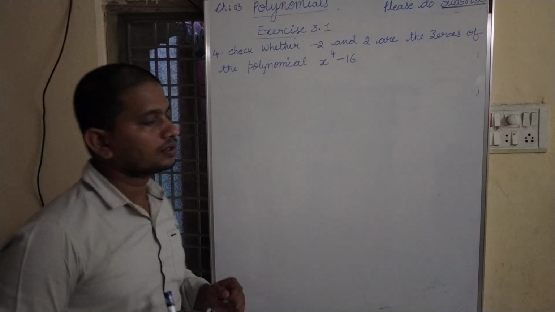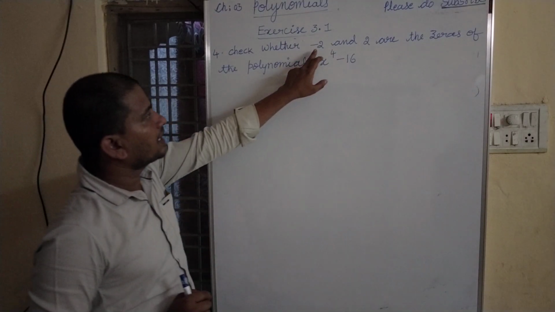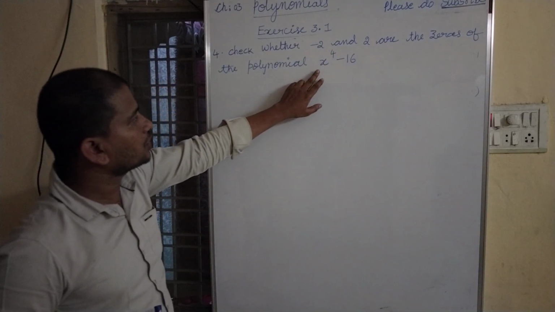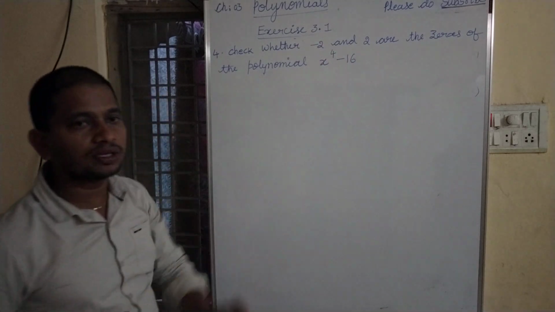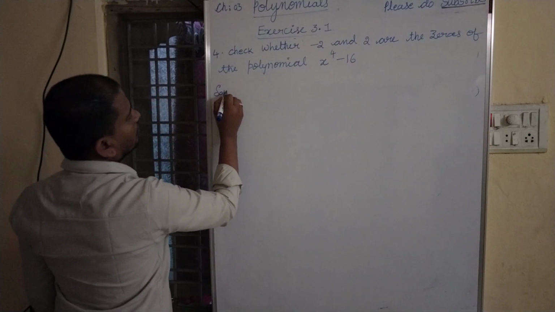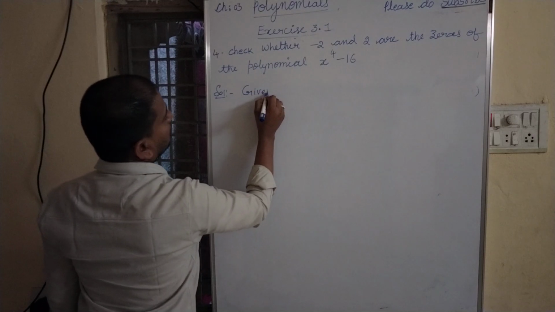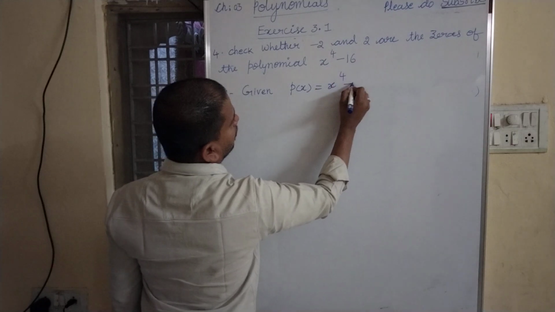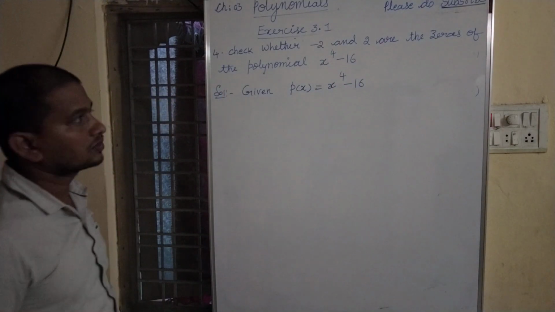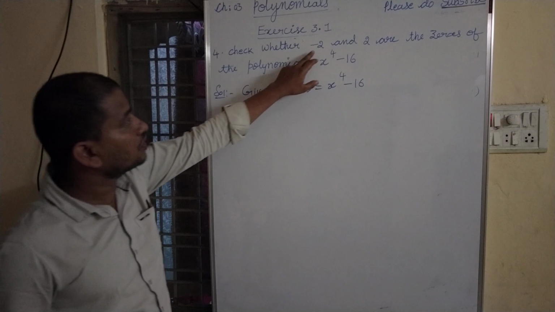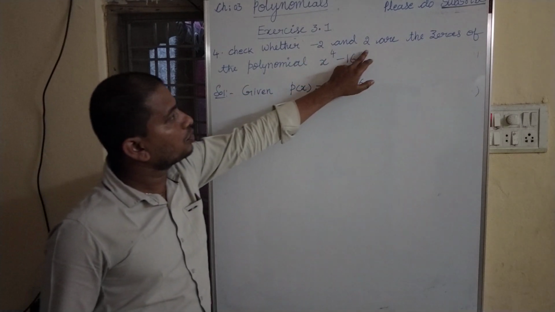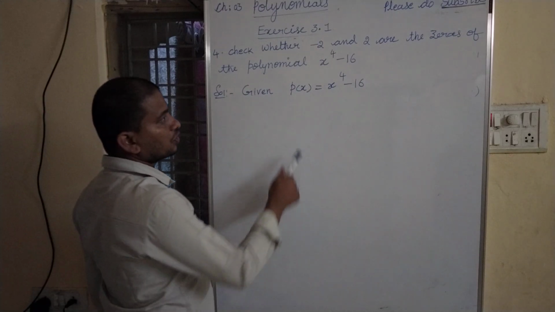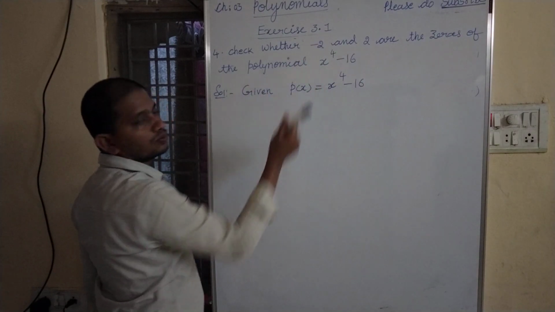Coming to the fourth question: check whether minus 2 and 2 are the zeros of the polynomial x to the power 4 minus 16. Solution: what is given? Given polynomial p of x equals x to the power 4 minus 16. Now they are asking whether minus 2 is a zero of the polynomial and 2 is a zero of the polynomial or not. Okay. Let me substitute in place of x, minus 2.